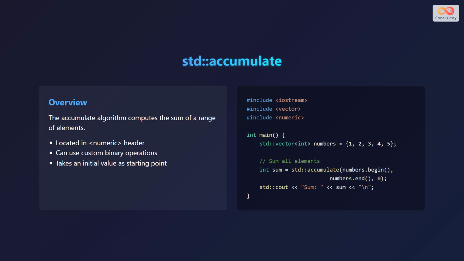Here's an example. First, include iostream, vector, and numeric headers. Then, in the main function, create a standard vector of integers named numbers, initialized with values 1, 2, 3, 4, and 5. To sum all elements, declare an integer variable named sum, and assign it the result of std::accumulate. Pass numbers.begin, numbers.end, and 0 as arguments. Finally, print the sum to the console. This code calculates the sum of all elements in the numbers vector and prints the result.